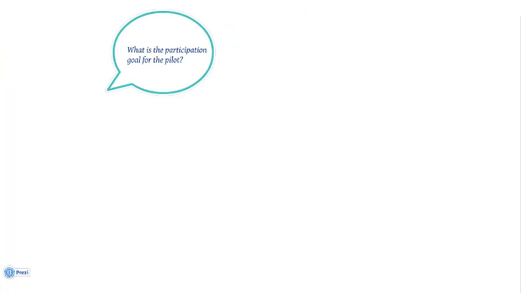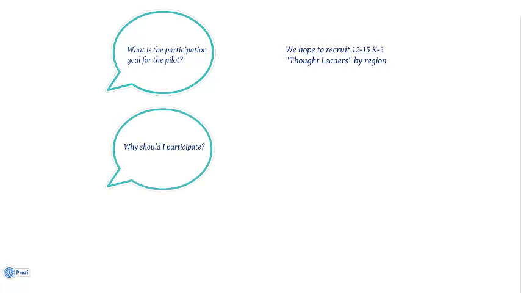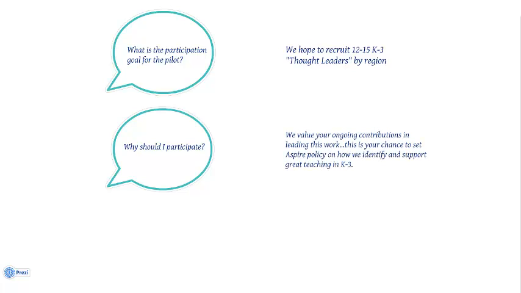So here are some questions that you may be thinking in your head. The participation goal: we hope to get 12 to 15 K-3 thought leaders by region, and then split them evenly by assessment by region, so that everyone has an equal share of assessments within your area. The second question is, why should I participate? Because we really value your ongoing leadership in this work. This is your chance, as I mentioned, to set Aspire policy as to how we identify and support really great teaching in K-3, and we really can't do it without you. This has to be something that comes from the ground up, that actually comes from schools, and this is your chance to actually do that.